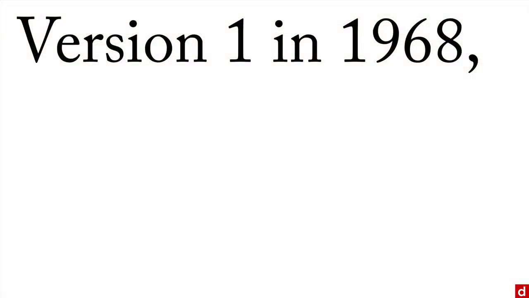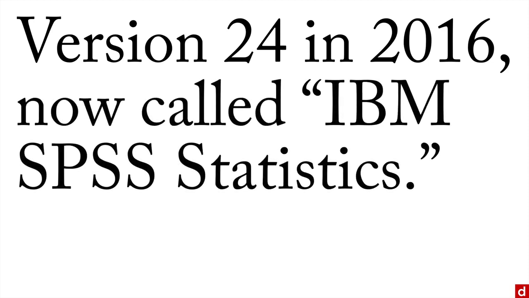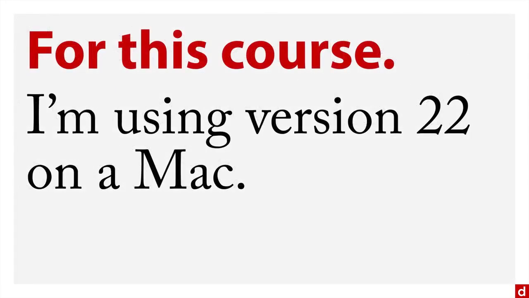We'll start by talking about versions. Version 1 came out in 1968, and at that point it was called Statistical Package for the Social Sciences, SPSS. Version 24 came out in 2016, and now it's called IBM SPSS Statistics. They act like SPSS doesn't stand for anything. Now, for this course, I'm using version 22 on a Macintosh computer. Fortunately, there haven't been any extraordinarily major changes between 22 and 24, and everything I'm going to show you in this course will work just fine in almost any other version of SPSS.